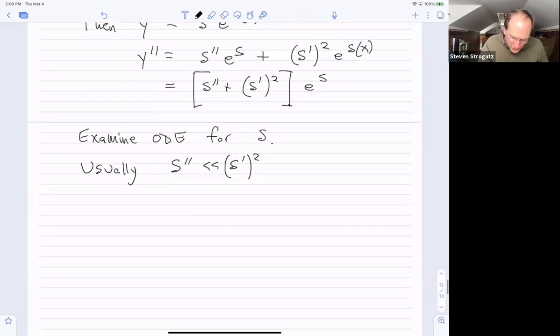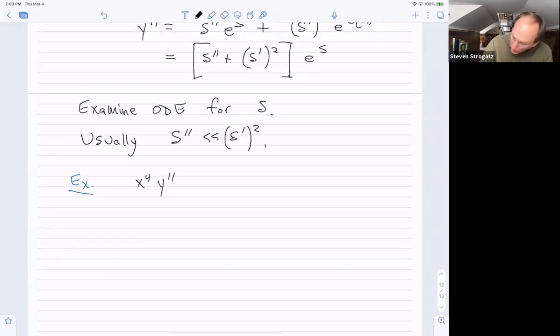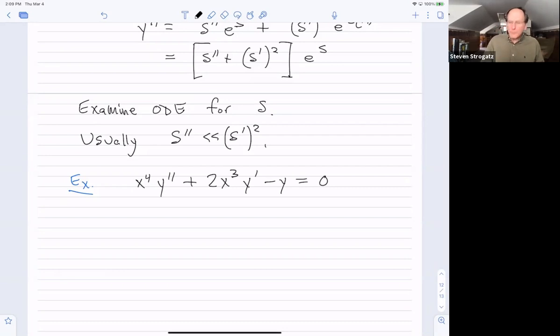So let me do an example to show you how this would work. I think we can get started on it. I'm not sure I can finish it, but let's see. This one's a little bit contrived, but maybe it's good. Anyway, x to the fourth y double prime plus 2x cubed y prime minus y equals 0. There's an equation of the type we're interested in.